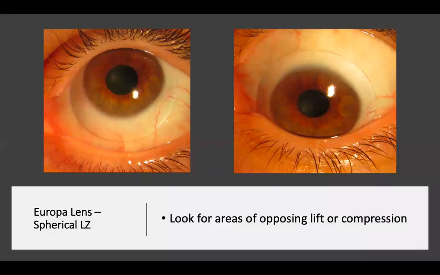And for this patient's eye, what we want to do is add a Europa scleral lens with a spherical landing zone. And to detect toricity, we want to look, as I mentioned before, for areas of opposing lift or compression.